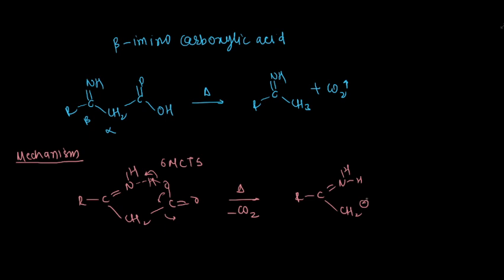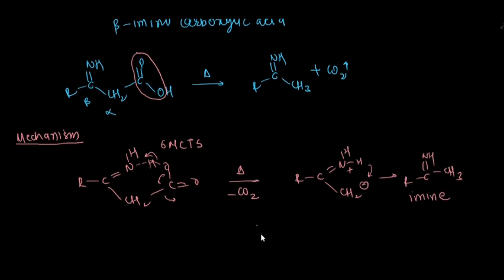Now this CH2 and this NH plus. So this NH plus, the hydrogen will get transferred over here. So it forms R-C=NH and CH3. It will form an imine. So that's how this CO2 gas will be released. The CO2 will be removed and the remaining part will be retained. So let's solve some problems regarding this reaction.